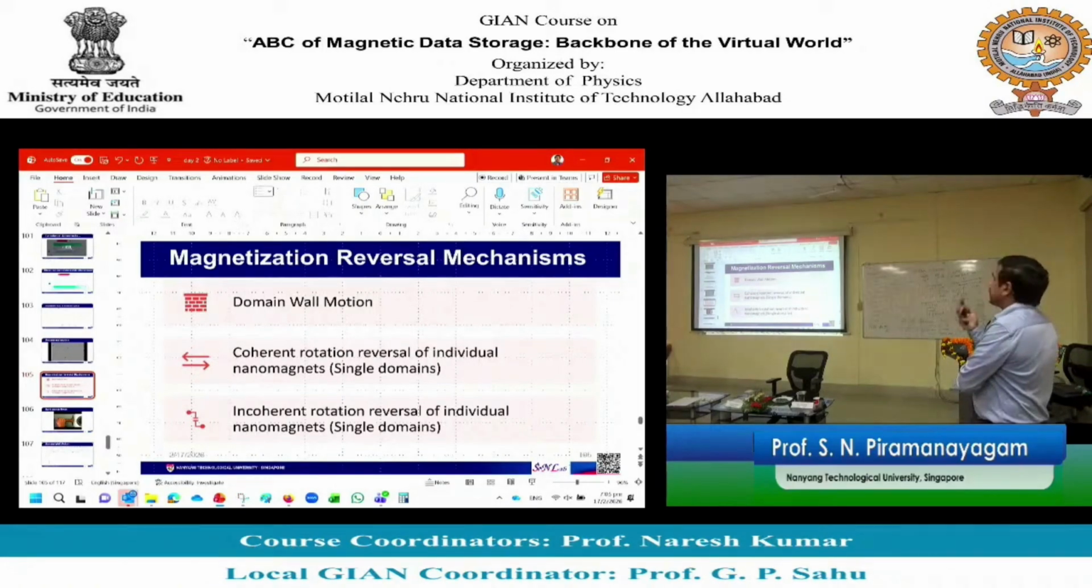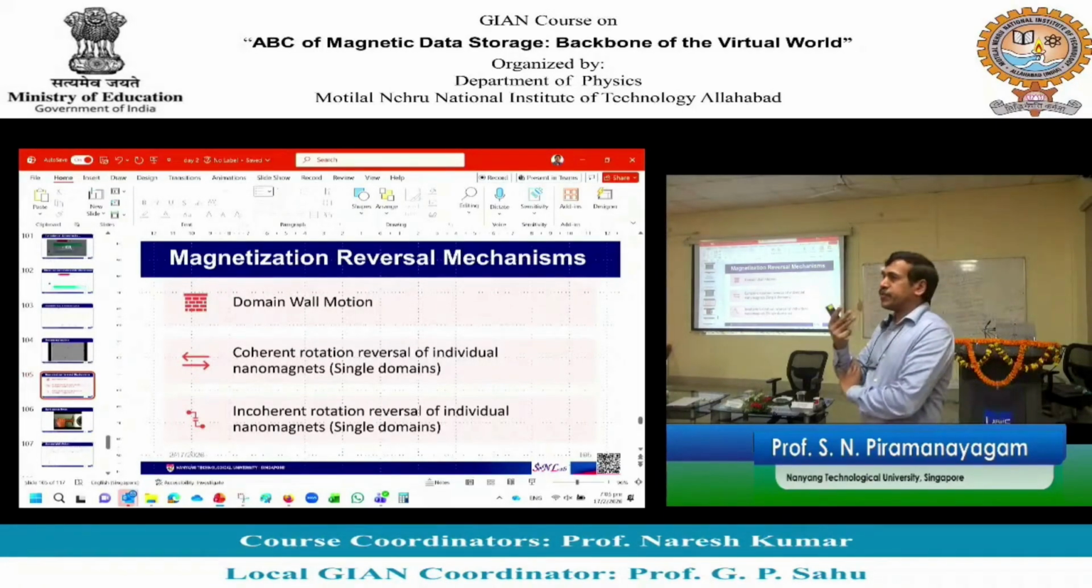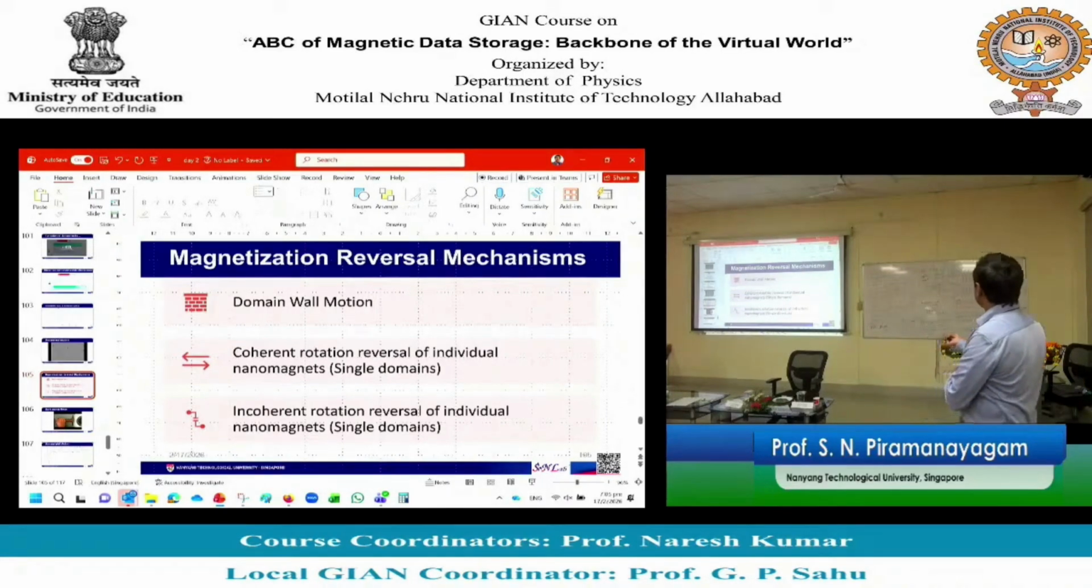Then later I introduced 3 types of anisotropy. The first one is magnetocrystalline anisotropy. If you take a cobalt crystal, for example, cobalt is hexagonal. In the case of cobalt crystal, this is the C axis. The easy axis is in the C axis direction, and the A, B planes are hard direction.